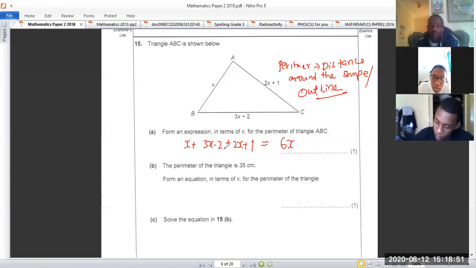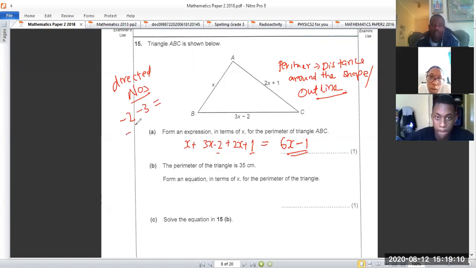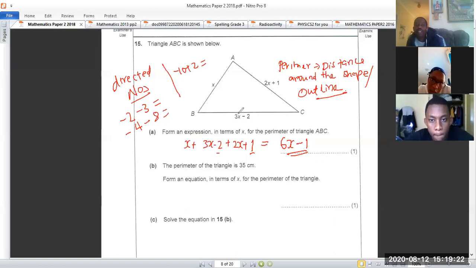And then we have -2 plus 1. -2 plus 1 is -1, isn't it? Yes, directed numbers. For example, -2 minus 3 is what? -4 minus 8 is equal to what? You can also have a number like -10 plus 2 is equal to what? Such kinds of questions are called directed numbers. Okay, so you can work them.